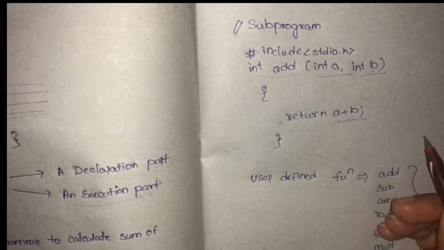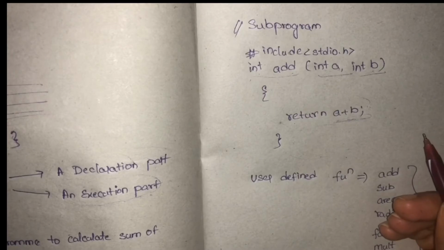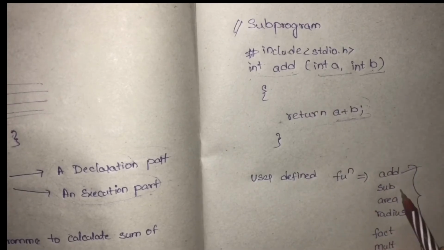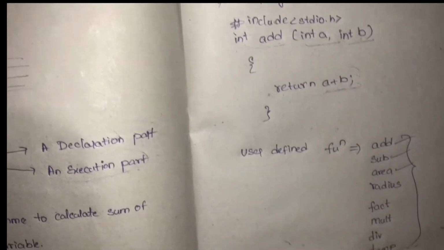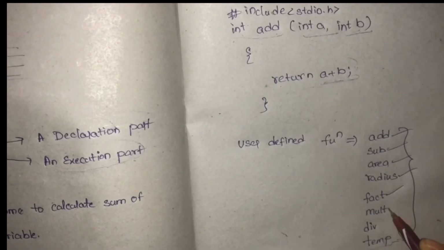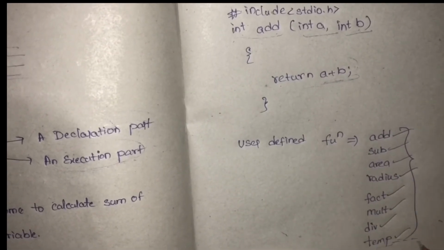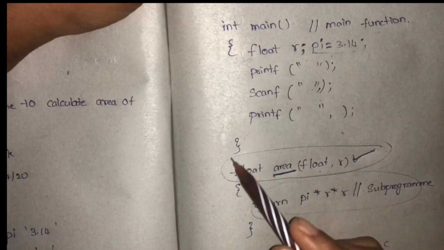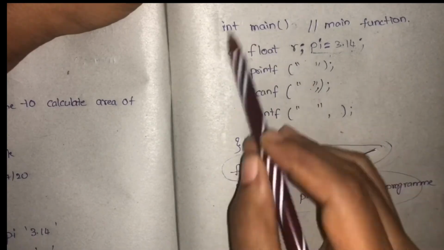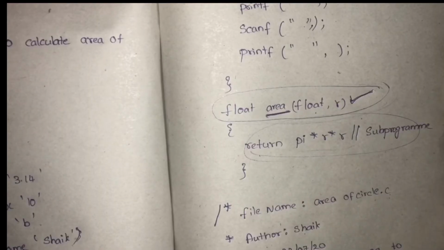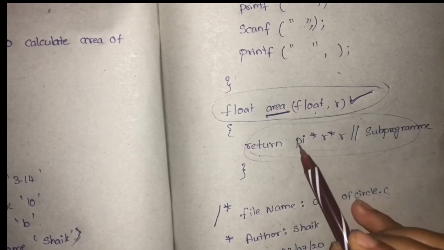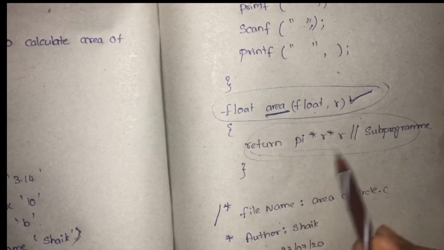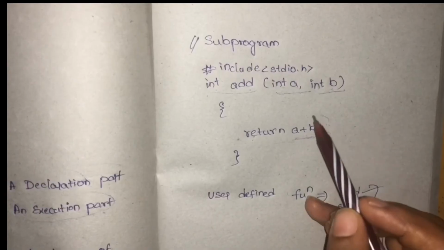Next one is the subprogram. This subprogram contains all the user defined functions. Those are add, sub, area, radius, fact, mult, divide, temp, etc. These are the user defined functions. User defined functions are generally placed immediately after the main function. We can write subprograms in many types. Here is one example of a subprogram, and another one is like this.